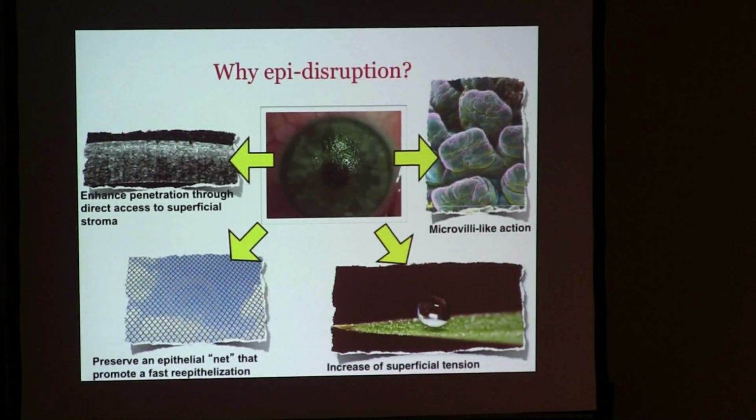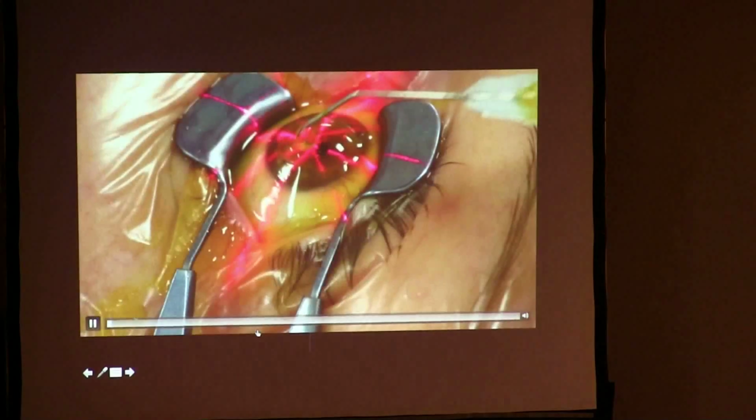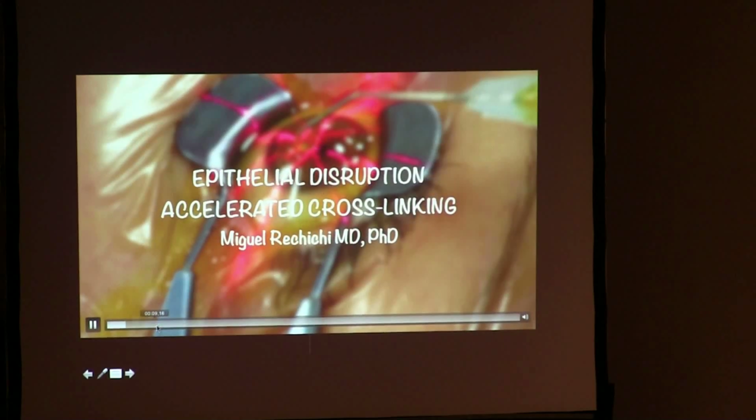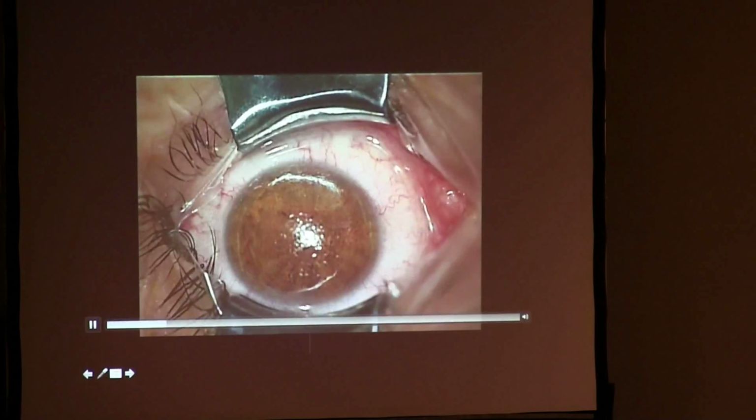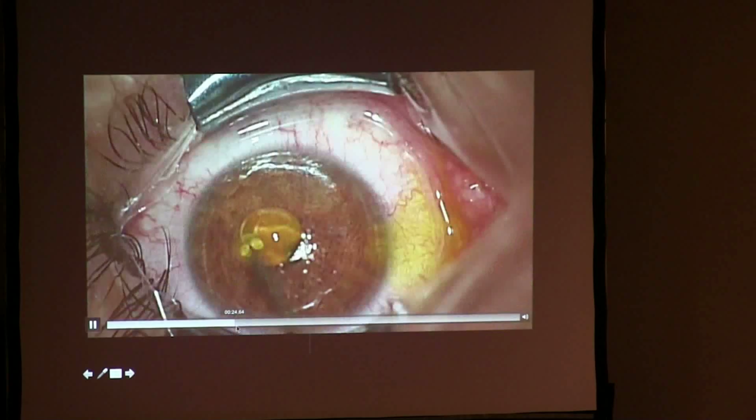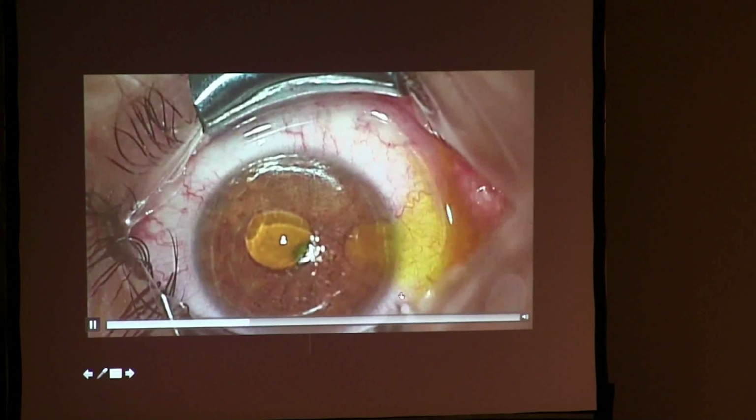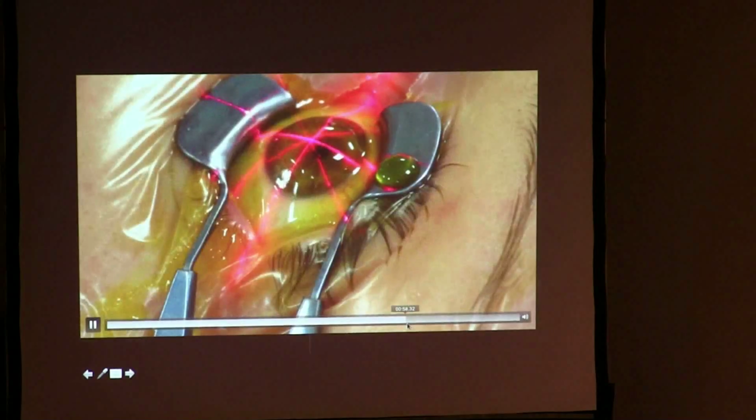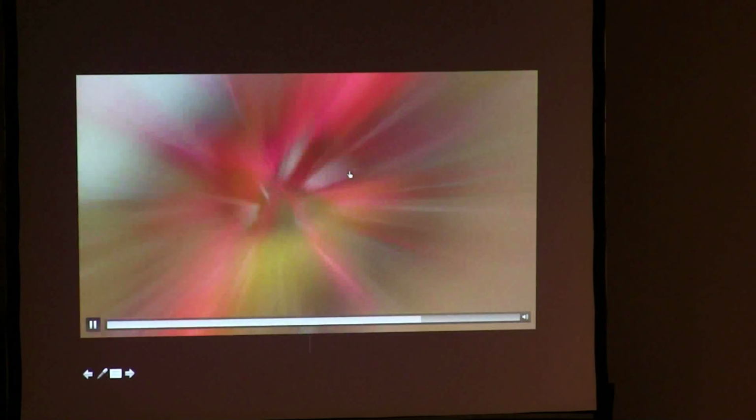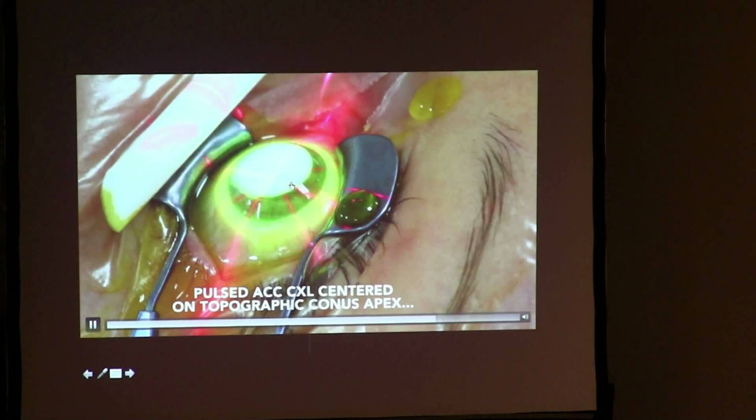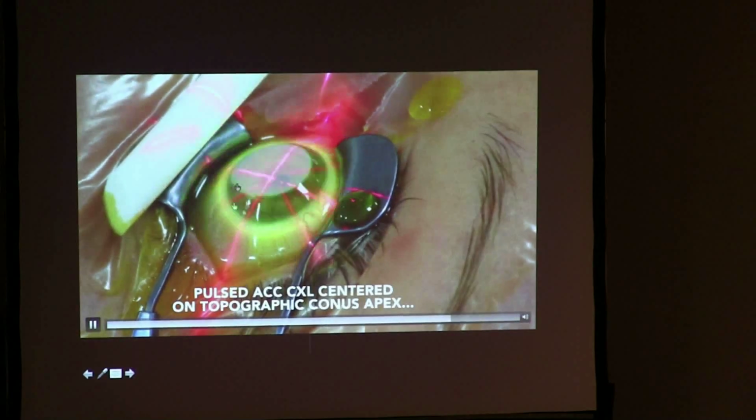before I switched to the new machine. Why epi-disruption? Because we enhance the penetration of the riboflavin through to the stroma, and we preserve an epithelial net that guarantees a faster reepithelialization after the surgery. I will show you this technique rapidly, and you can see the corneal pock marking. And then I use a solution of riboflavin with the EDTA, trometamol, and benzalkonium. And then I perform, in this case, an accelerated cross-linking, pulsed because you can see the light goes on and off.